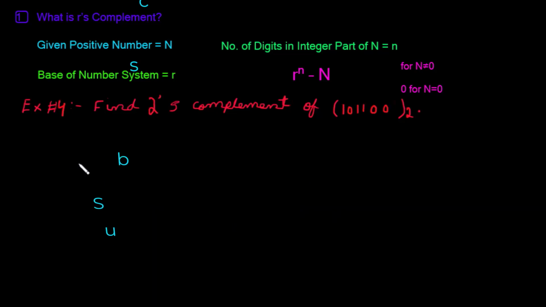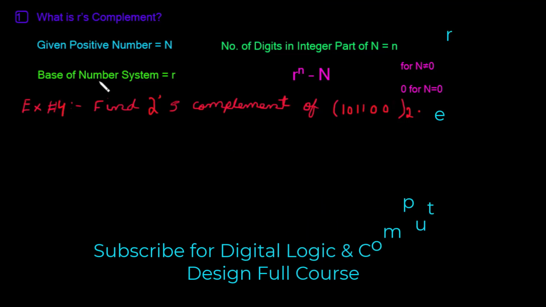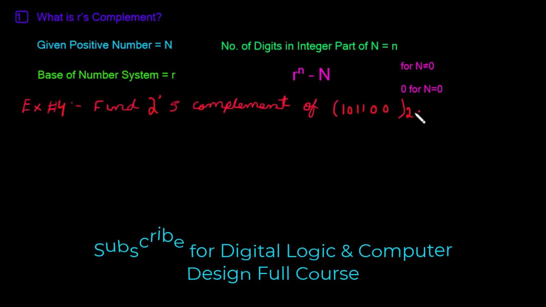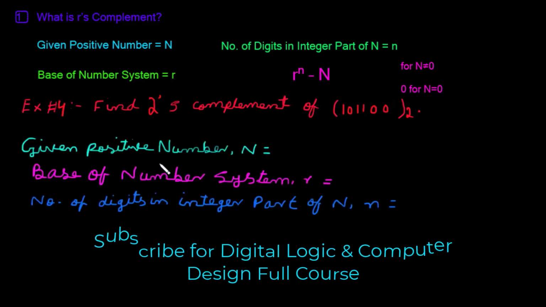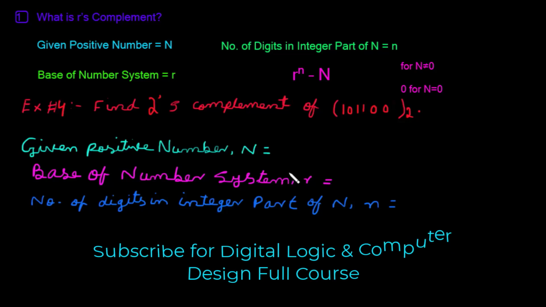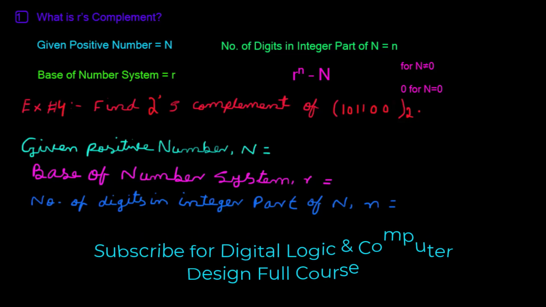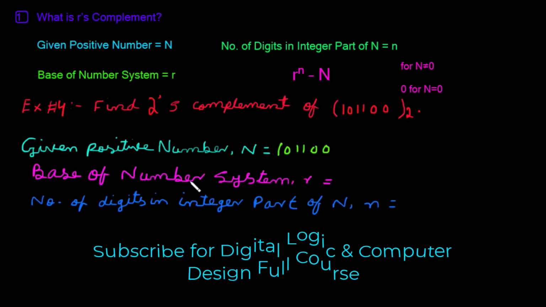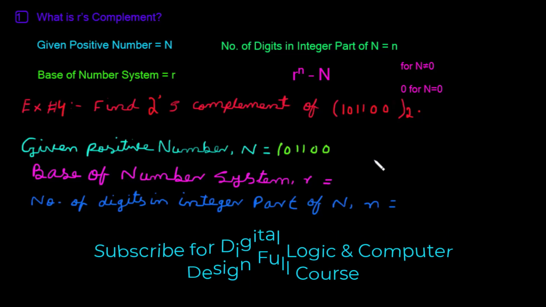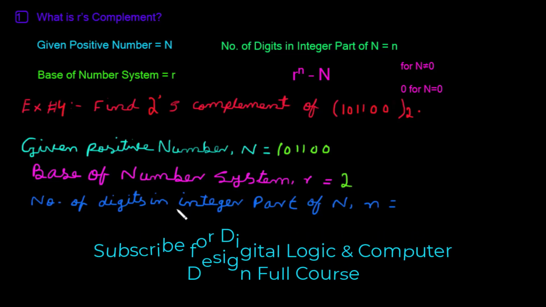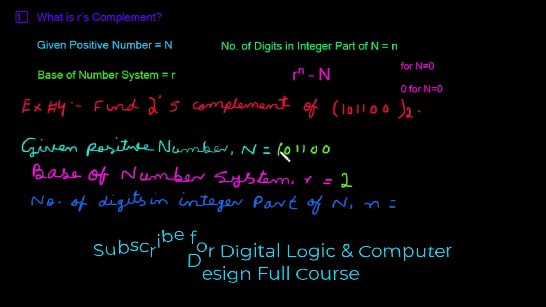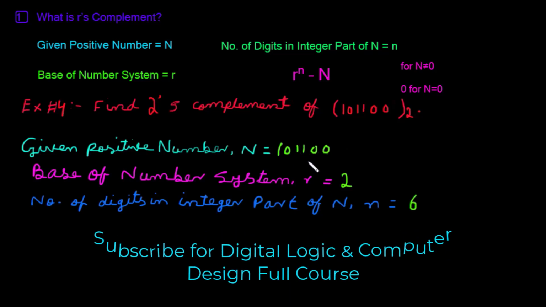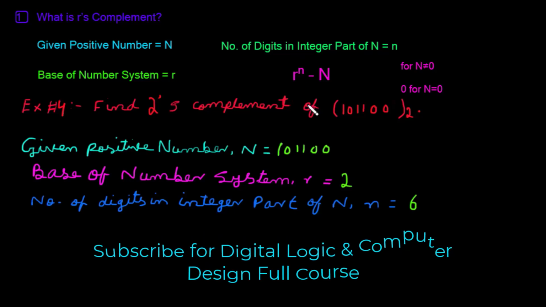Now let's move on to some binary numbers. Here we have been asked to find the 2's complement using R's complement of the binary number 101100. The given positive number, which is represented with capital N, is 101100. The base of the number system, which is represented with R, is 2, and the number of digits in the integer part of this N is 1, 2, 3, 4, 5, 6. So now I will substitute these values into this formula.